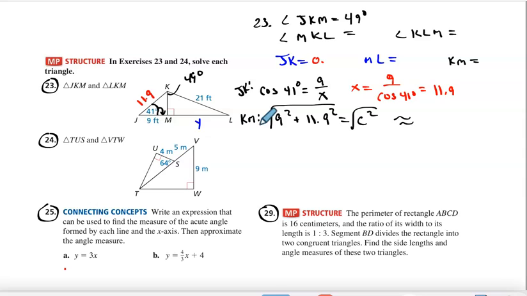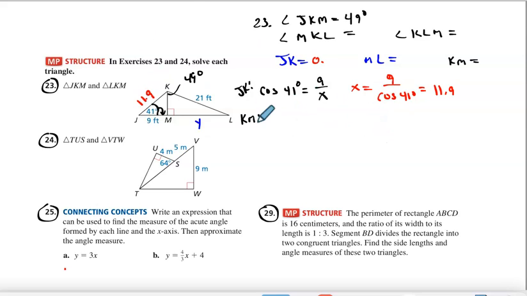Square root of 9 squared plus 11.9 squared. Ooh, a little mistake here. Sorry, guys. Backtrack a little bit if you caught that mistake.